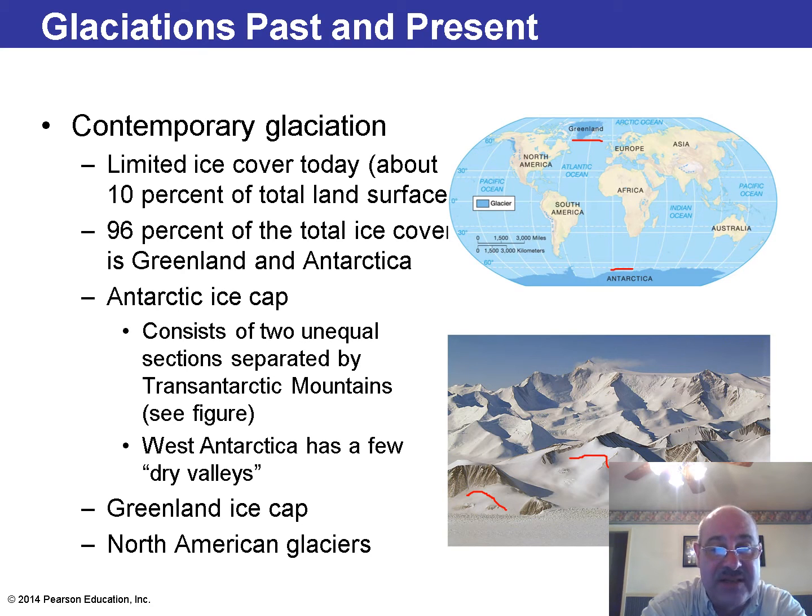The Antarctic ice cap consists of two unequal sections, and we're going to get into that when we see the Antarctic ice cap here in a minute, when we're talking about climate change. Unequal, separated by the Transantarctic Mountains. Okay, there you go. See the figure.